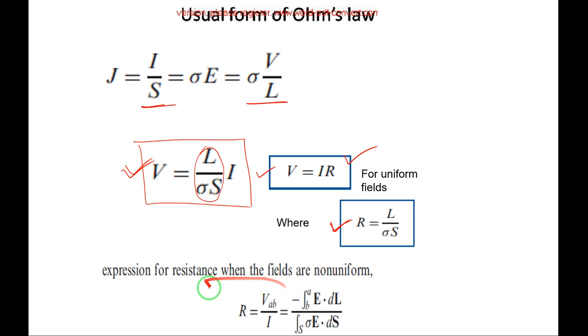Then for non-uniform fields, we will not worry. So V equal to IR, R is equal to V by I. We know the potential difference formula, minus integral B to A of E dot dl, and I is equal to the surface integral of J dot ds, right? What is J? J is equal to sigma E, right? We will not see this. We will not worry much about this. We will leave it. For uniform fields, we will see.